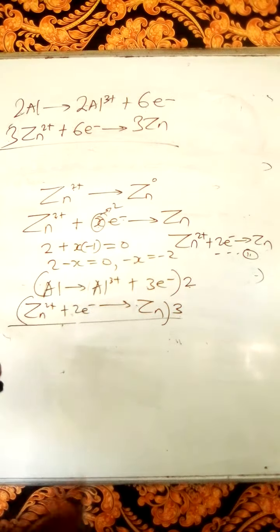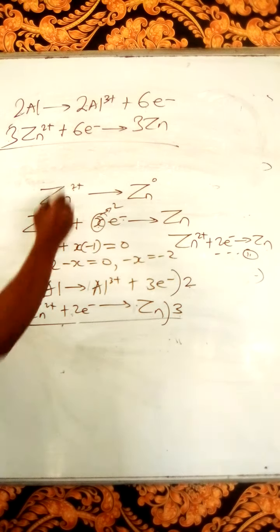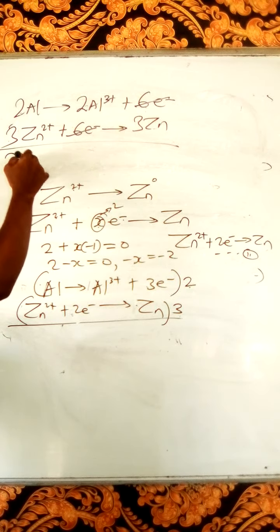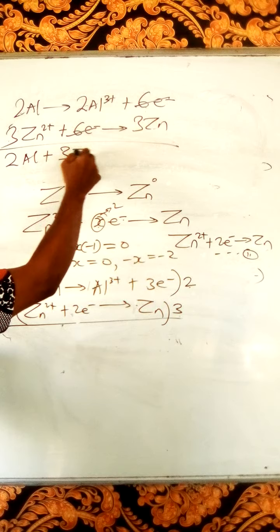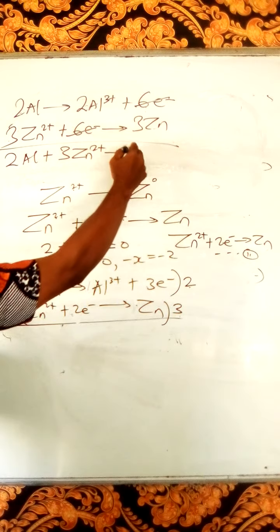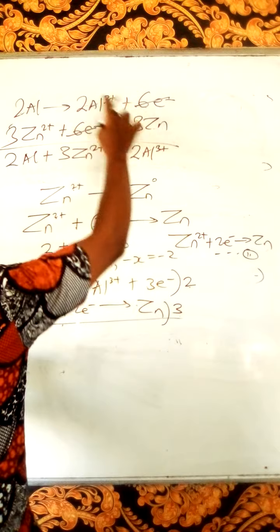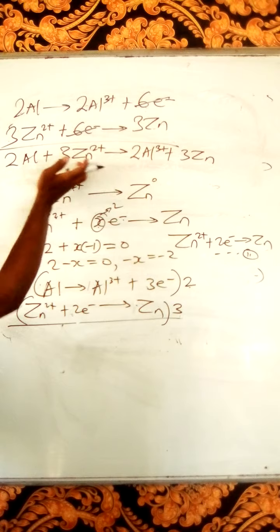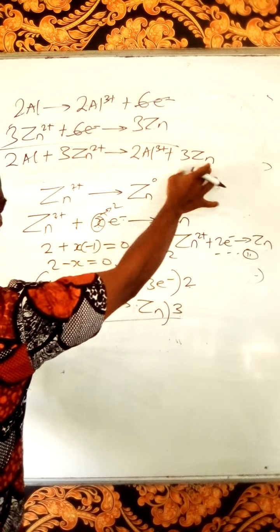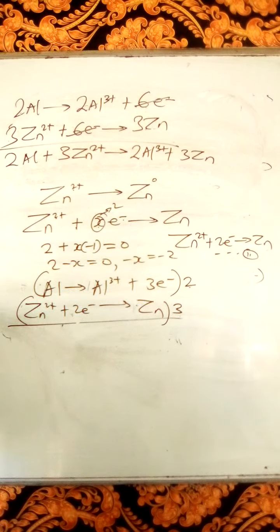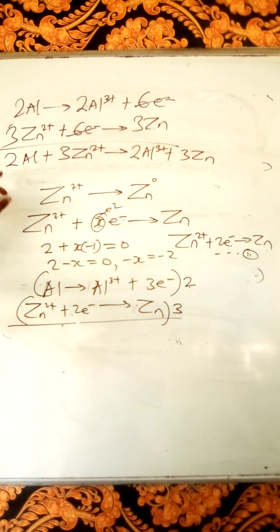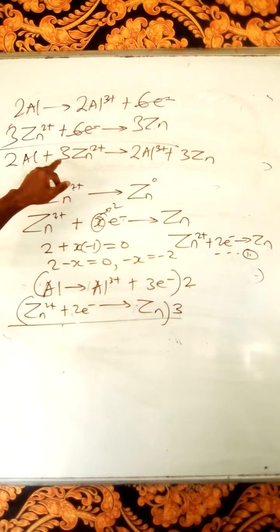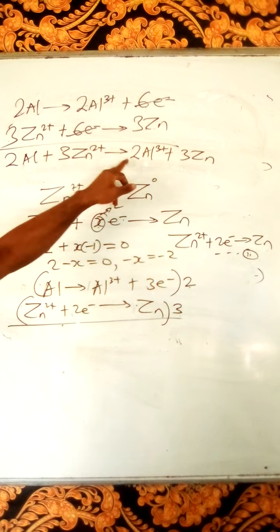So what we'll do is add them now. The electrons are equal, so we cancel out the electrons and add the reactants. We have 2Al plus 3Zn²⁺, giving us 2Al³⁺, that's the product, plus 3Zn. Adding the reactants on the left hand side and adding the products on the right, this is now the balanced equation. Look at it very well. Aluminium has 2 atoms on the left hand side and also 2 atoms on the product side, and zinc has 3 atoms on the left and 3 on this side.